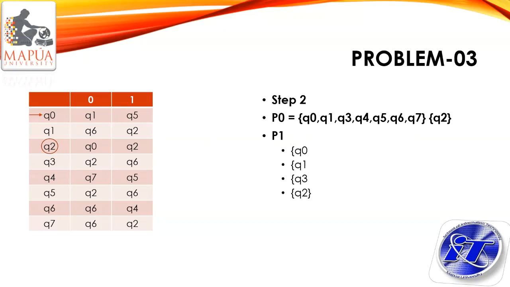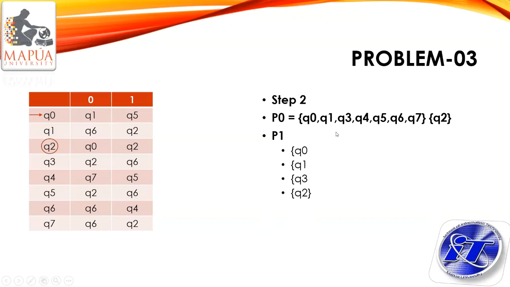Now let's proceed with Q3. Q3 goes to the final state, which is Q2, when 0. So Q3 is different from Q0 and Q1, since Q0 and Q1 just stay within the non-final group, while Q3, when it encounters 0, goes to Q2. So Q3 is separate from Q0 and Q1. And Q2 is definitely separate since it is the final state.